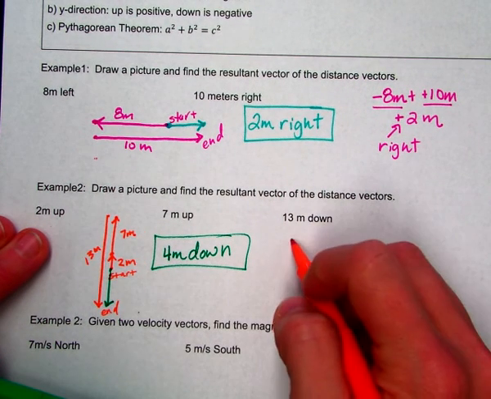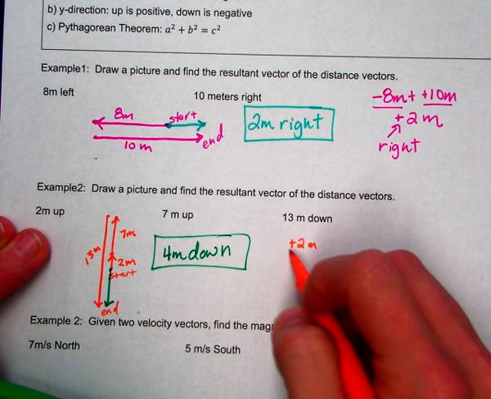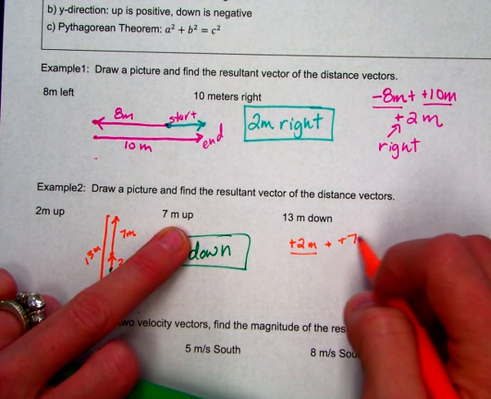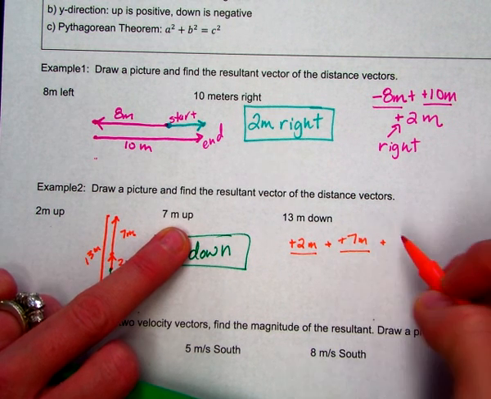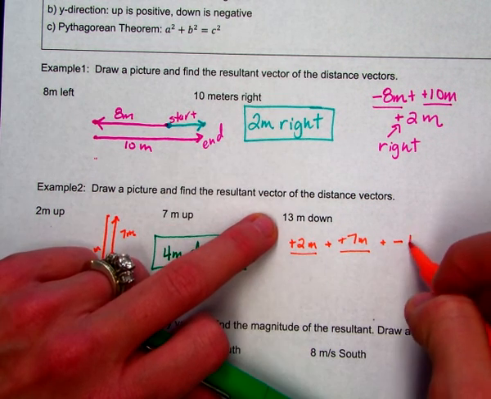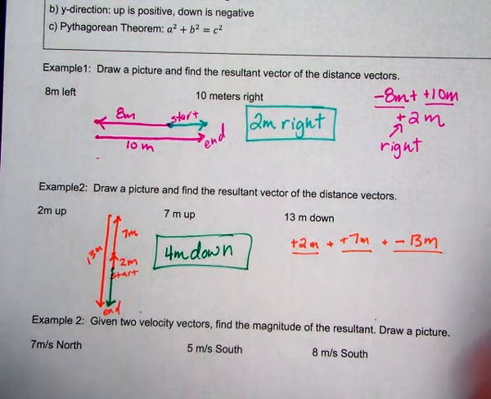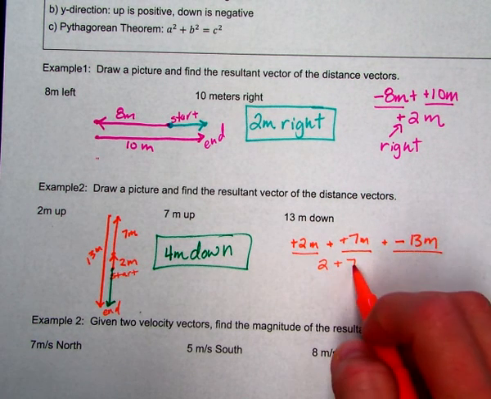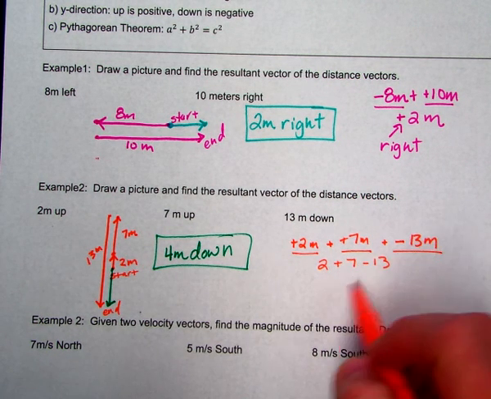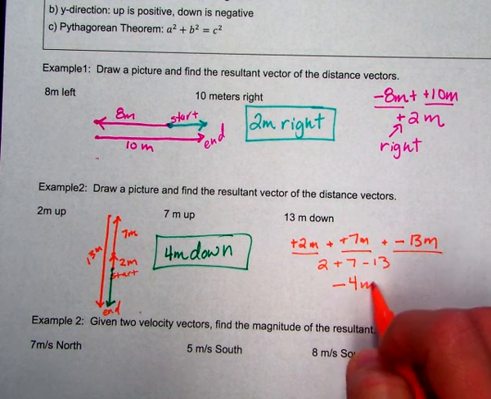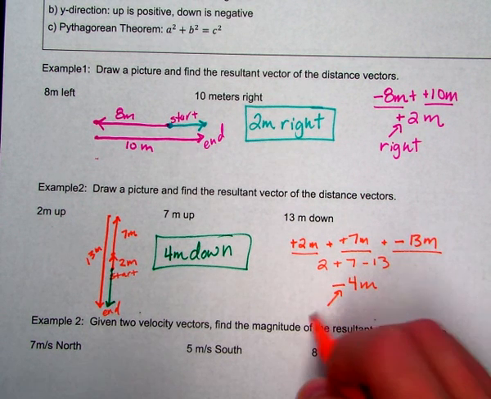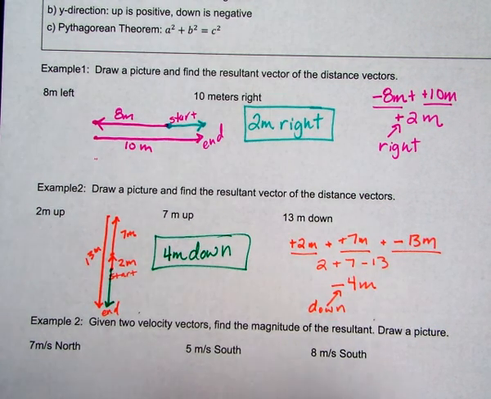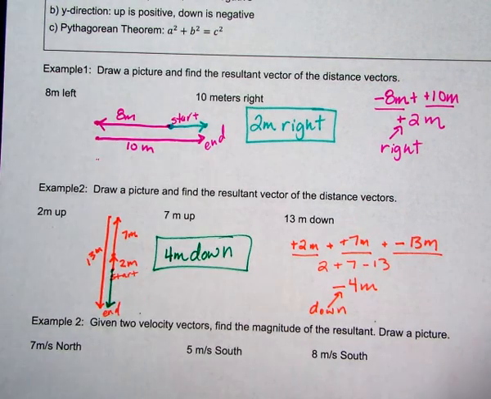So for example, I have positive 2 meters. So this is my first vector. Plus, this is positive 7 meters. Plus, this one is negative 13 meters. Because now I'm going down. So here I end up with 2 plus 7 minus 13, and that's just going to be negative 4 meters, which means that I'm going down. Okay, so down 4 meters. So this is my preferred way, just to add them up.